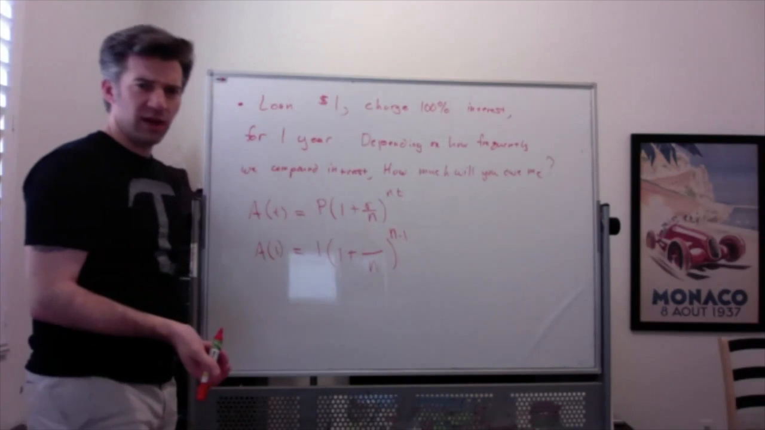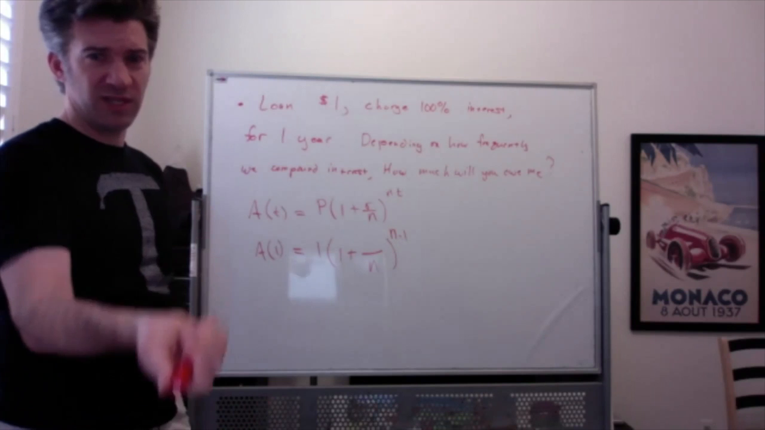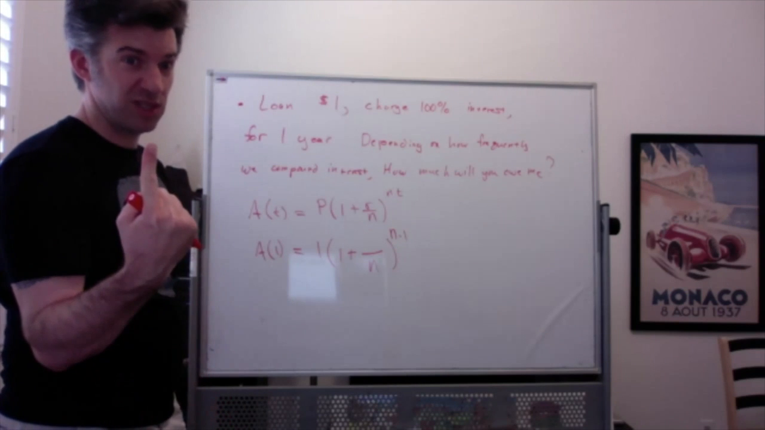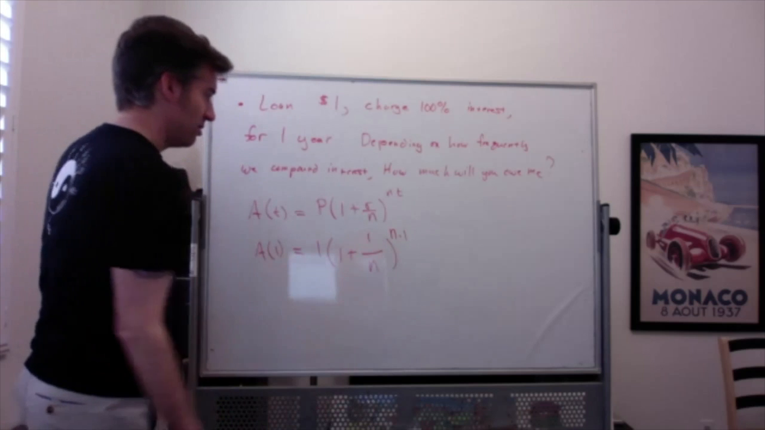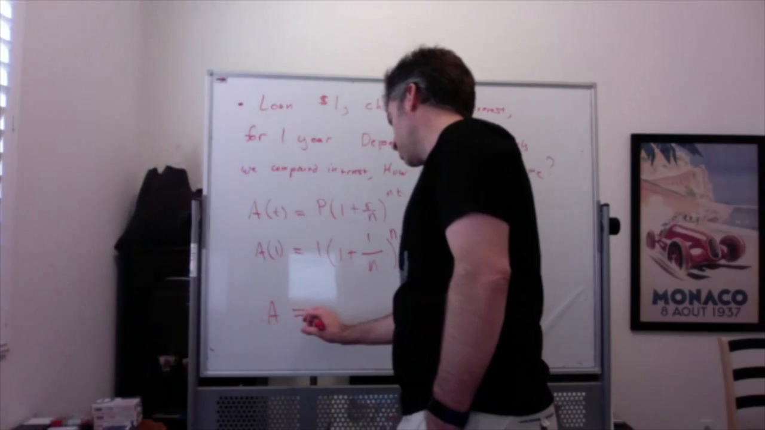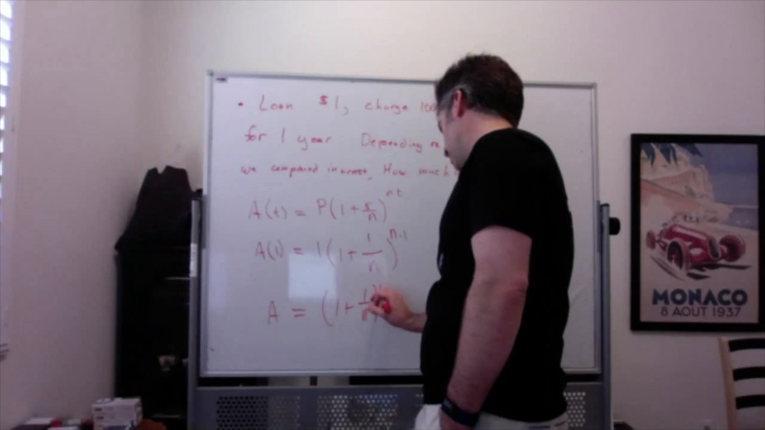And then what's the interest rate? It's 100%, but how do I write 100% as a decimal? 1. Just 1, yeah. So here's my equation. The amount of money I'm going to have after 1 year is going to be 1 plus 1 over n to the n.